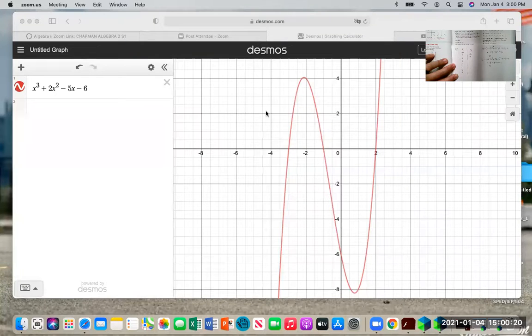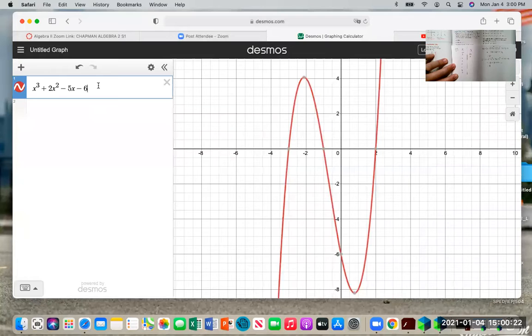And you could see here that I went over to Desmos and I typed in that problem, right? So this is for problem 24. I typed that in. And again, you can see how I got my answer so far. I've got when x equals -3, y equals 0. When x equals -2, y equals 4.